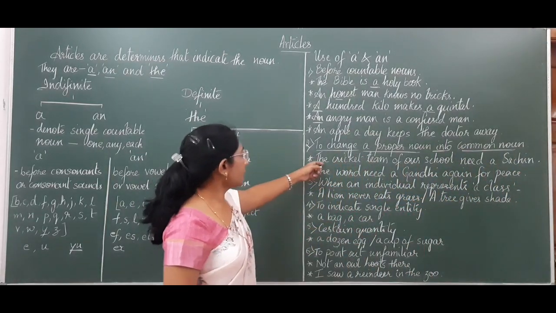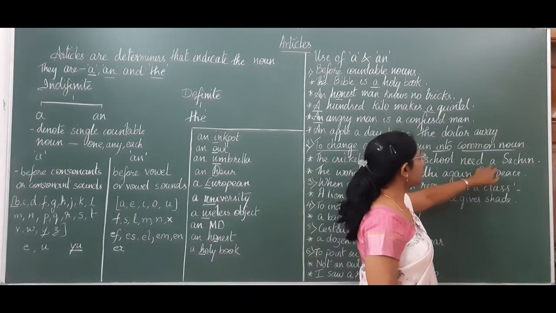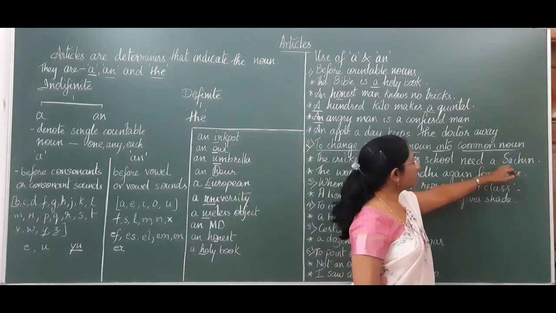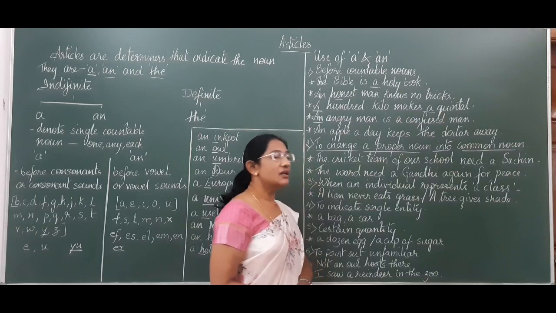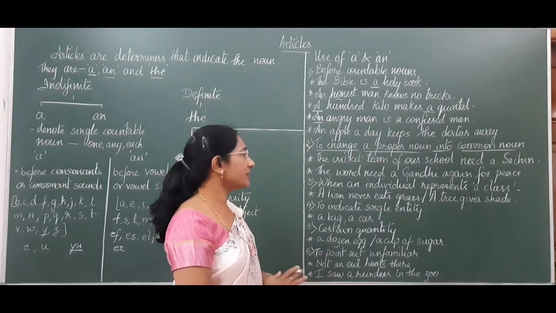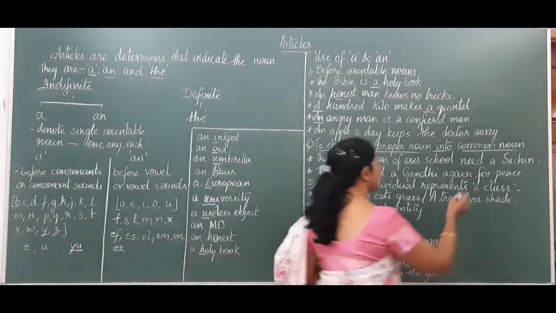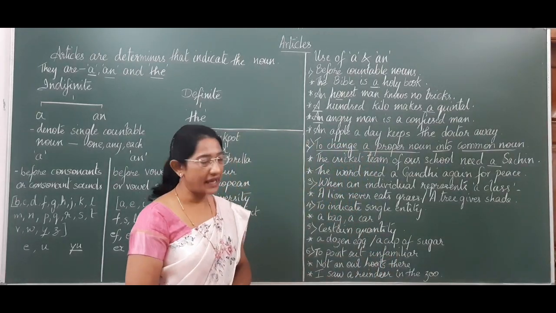So, the cricket team of our school needs a Sachin. The name Sachin is used commonly to tell he is a good batsman or a good bowler. Okay, so generally or commonly the name is used, and there we use the indefinite article a.